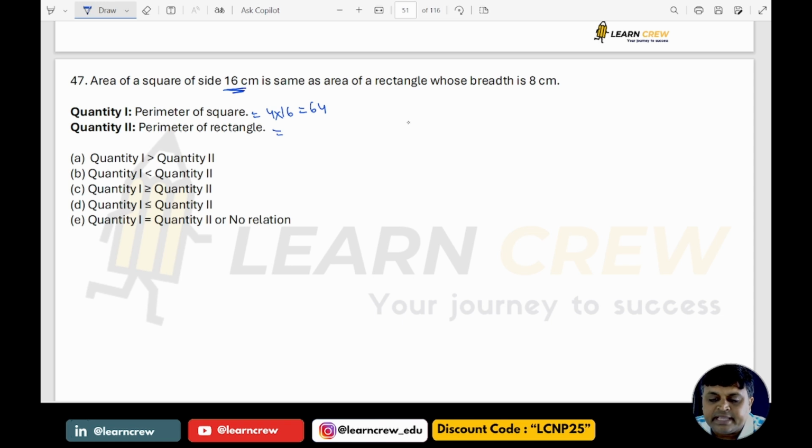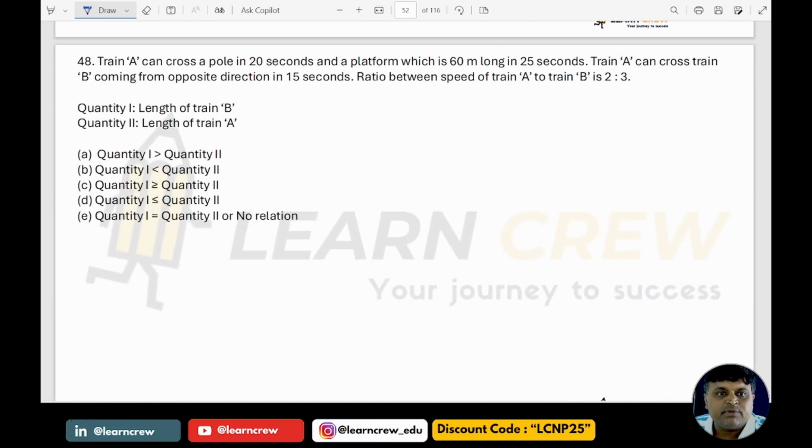Now perimeter of a rectangle, it is given that the area of square, 16 square, is same as area of rectangle, and the length into breadth is 8. Thereby I will get length as how much? 256/8, which is 32. Now thereby the perimeter would be 2 into L plus B, 2 into 40, which is 80. 64 is less than 80, thereby option B is correct. Now next, question number 48.